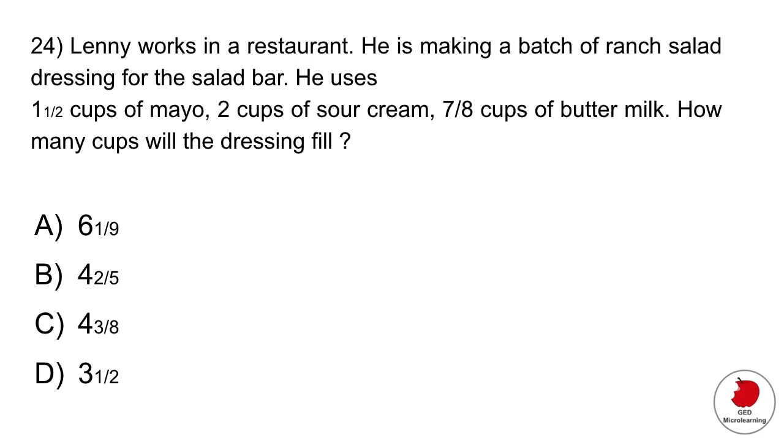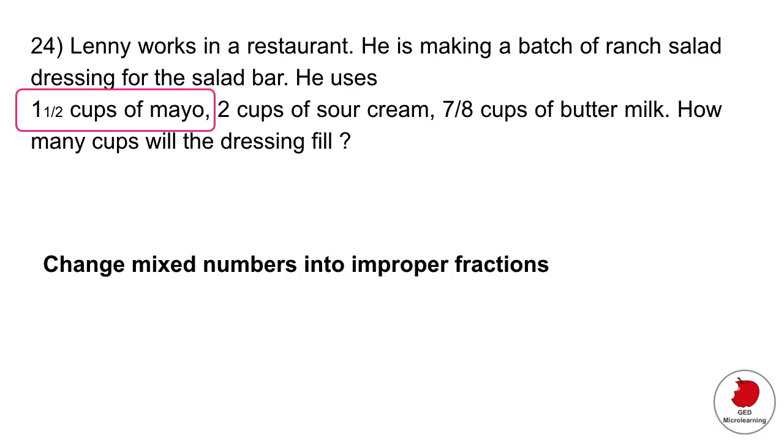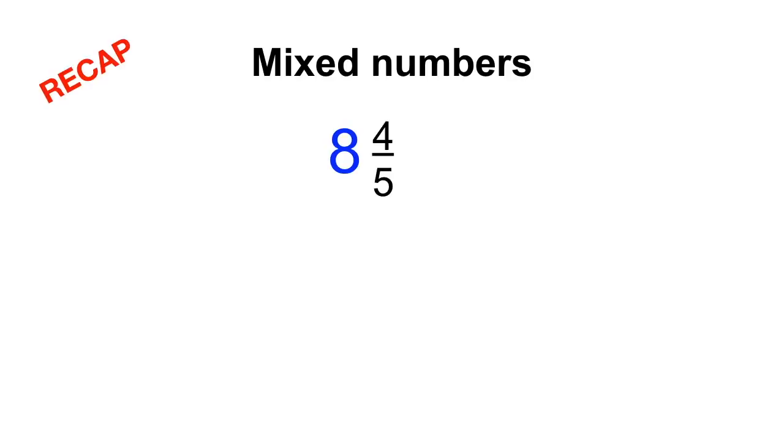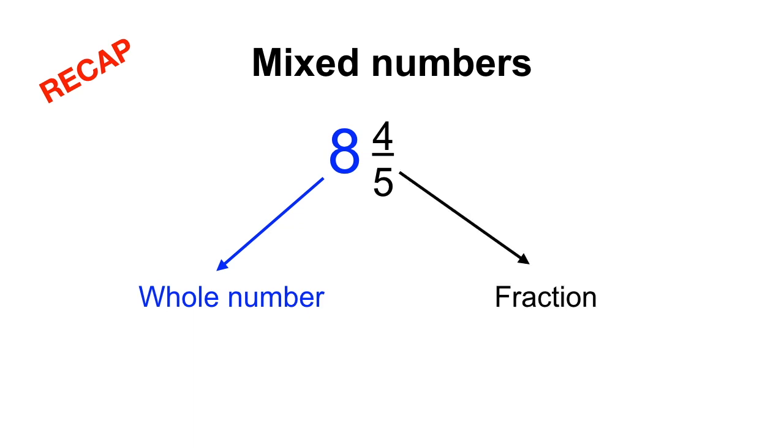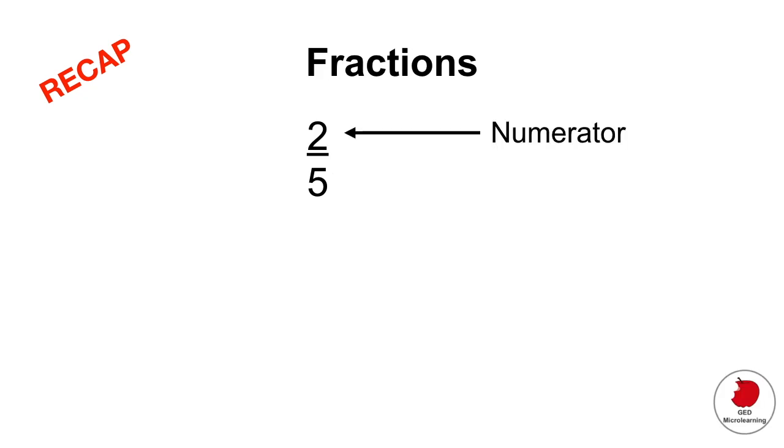All right, so the first thing that you want to do, this is kind of like a two-step problem, or three-step rather, is you want to change that mixed number into an improper fraction. Let's quickly remind ourselves what a mixed number is. A mixed number is made up of a whole number, which you can see there, and a fraction. And fractions, remember, have two parts. They have the top number, which is the numerator, and the bottom number, which is the denominator.